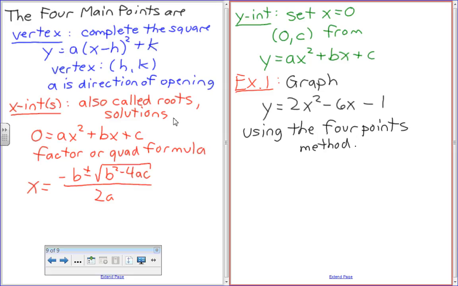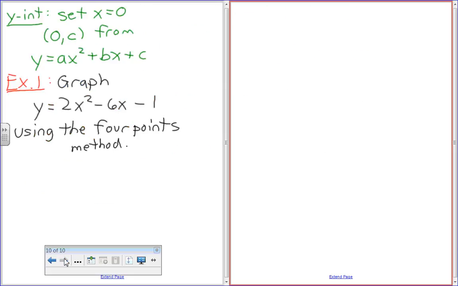Example 1, graph y equals 2x squared minus 6x minus 1 using the 4 points method.